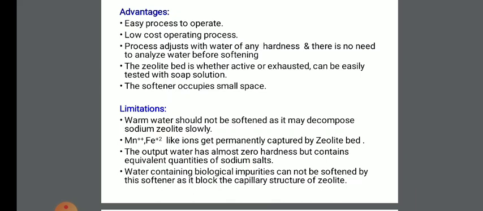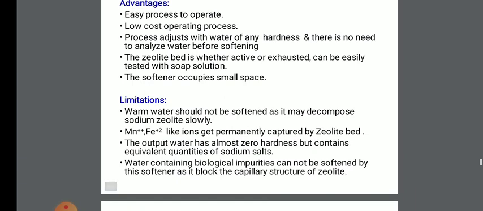Next, water containing colloidal impurities should not be processed, as the impurities may clog or block the capillary structure of the zeolite. The method is applicable only for small scale treatment. So these are the limitations of the zeolite.